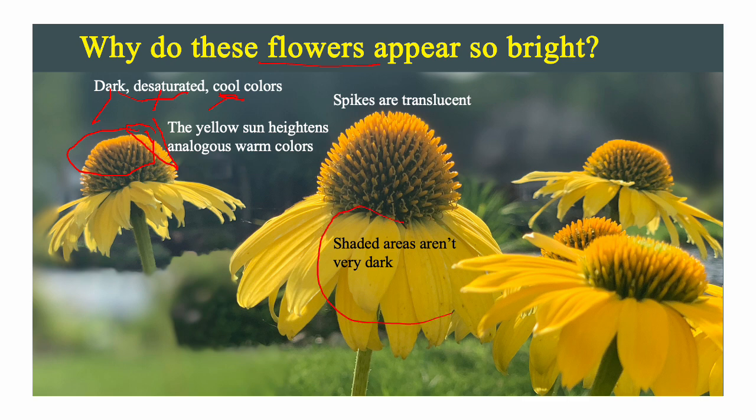Look at the values in the shade. They aren't very dark, and that keeps the image high key. While having dark cast shadows certainly indicates intense light, lighter shadows suggest that the flowers are bathed in light.